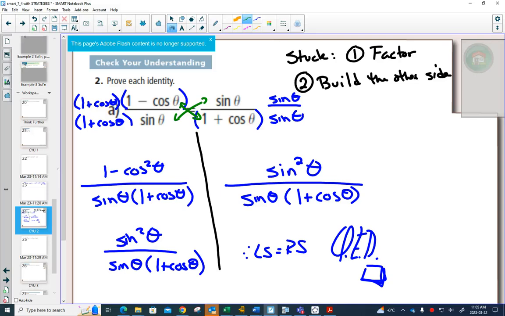Okay? But these should be strategies you don't do at the beginning. The build the other side strategy, when used in the wrong place, makes your side bigger with more things. And if you have more things, sometimes that's harder to simplify. So it's not necessarily a strategy you're using right away, but only a strategy you're using once you get stuck.